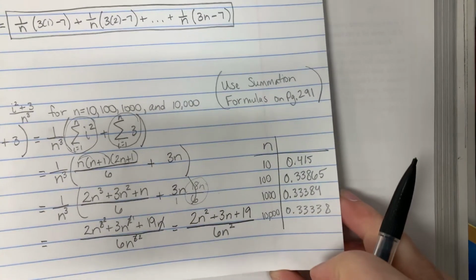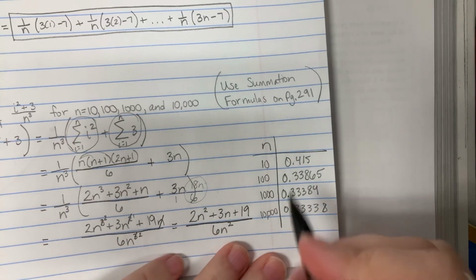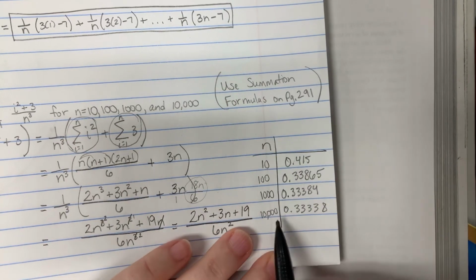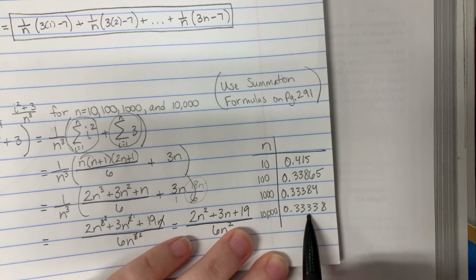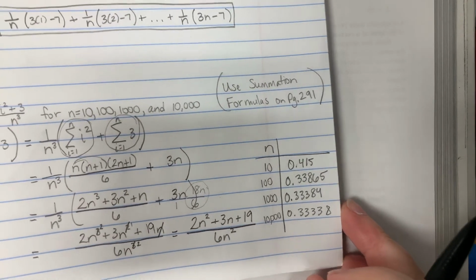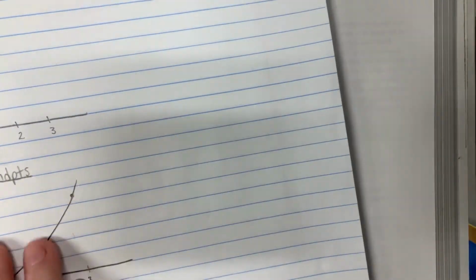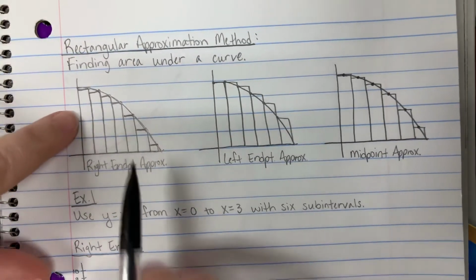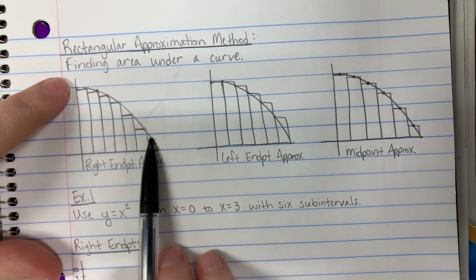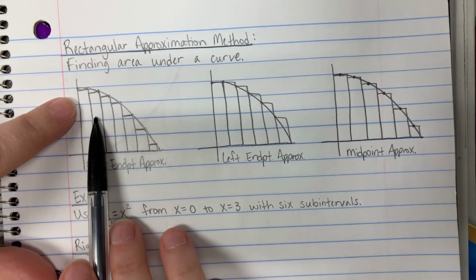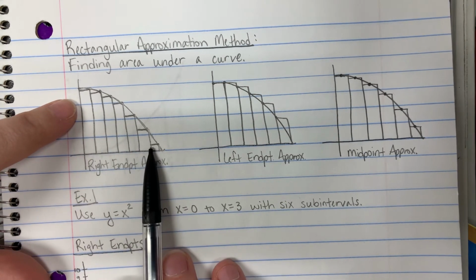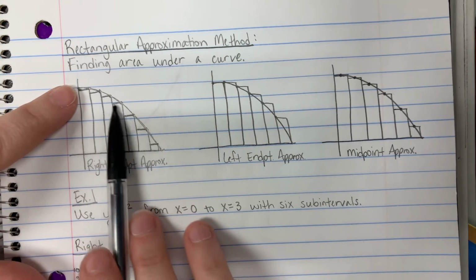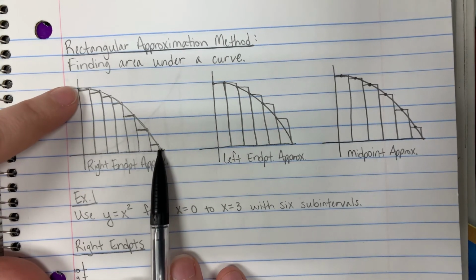Let me give you an overview of what this even means. The higher the n value, the more accurate your answer is. I'm going to talk about this in the next video, but I want to show you what I mean. When I'm talking about the area under a curve, I'm talking about finding a whole bunch of rectangles in there, and then adding up the areas of all those rectangles, and that gives me an approximation of the area under the curve.